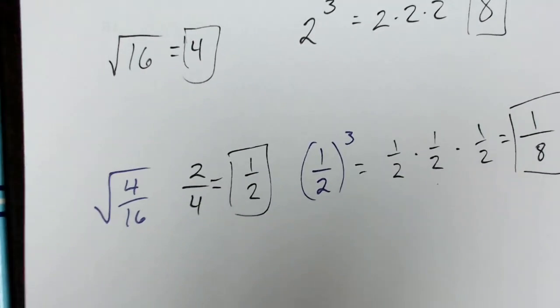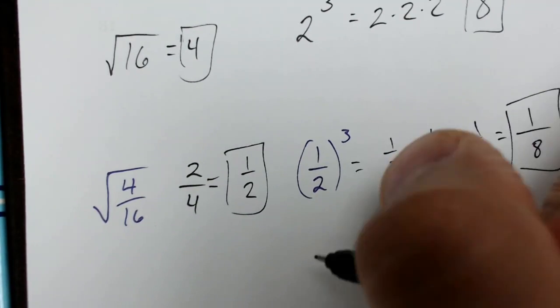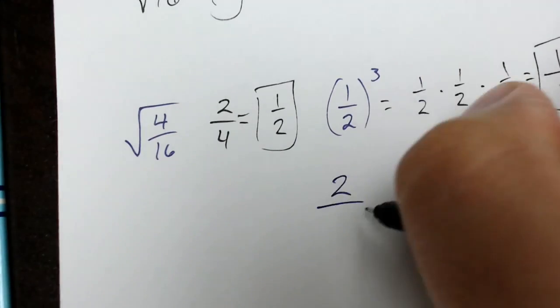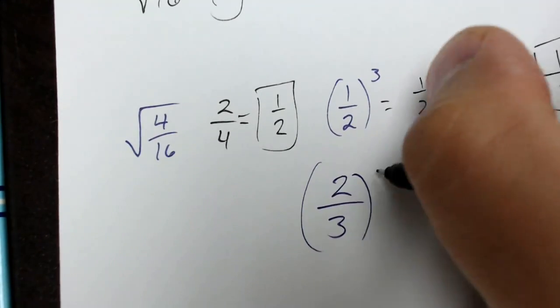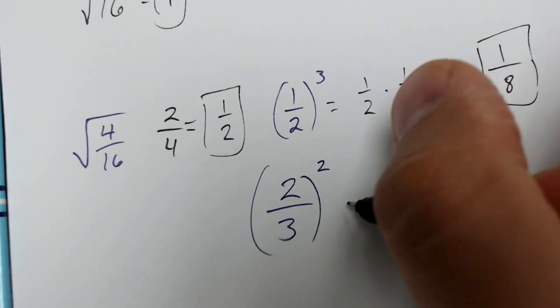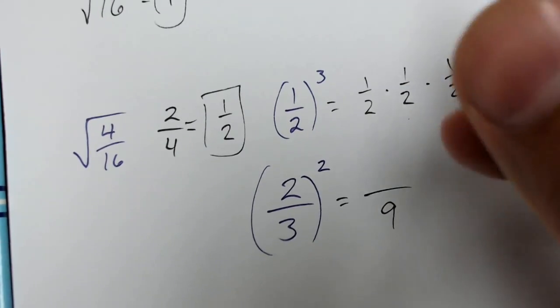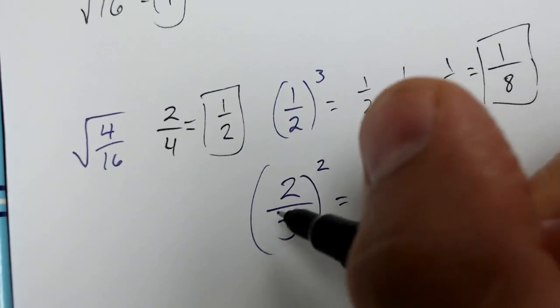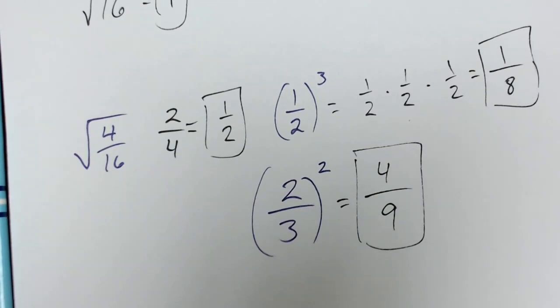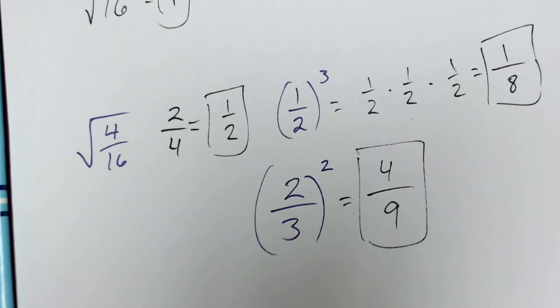All right. Now it's very important you don't forget to cube the numerator, because what if our problem looked like this? What if it was 2/3 squared, and you forgot to square the 2, right? And you did 3 times 3 for the denominator, which gave us 9, but then you put 2 over 9. That would be wrong, because you're supposed to do 2 times 2, which would be 4. This would be the right answer. So don't forget to multiply both the numerator and the denominator. That's all there really is for this lesson.